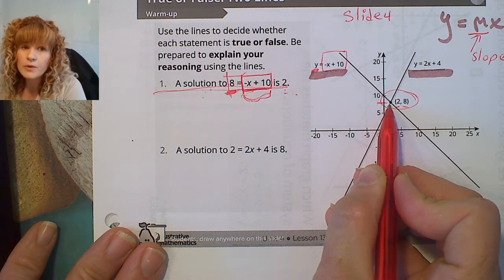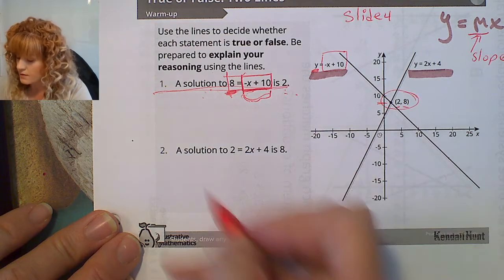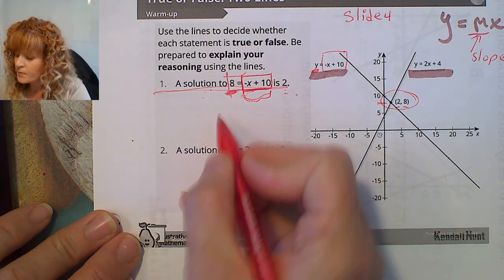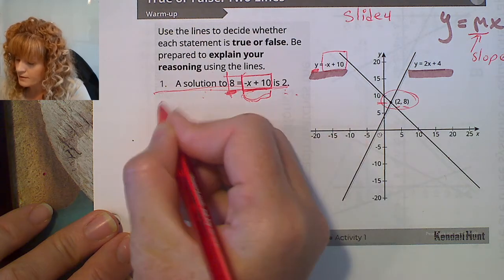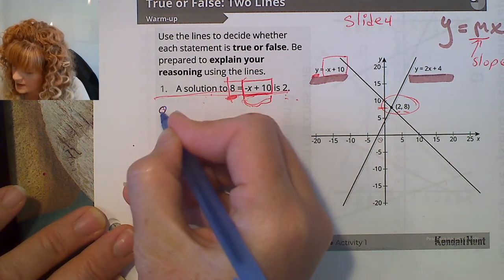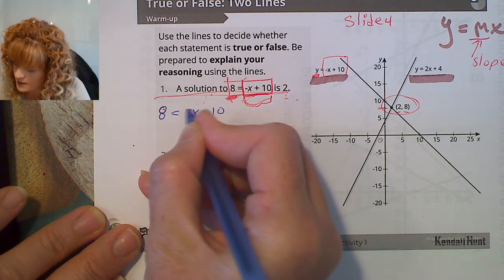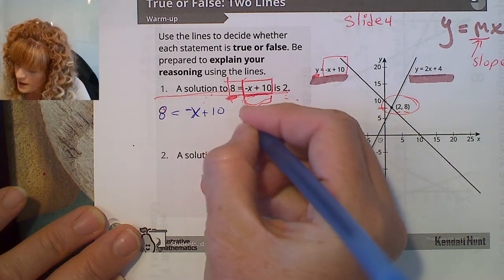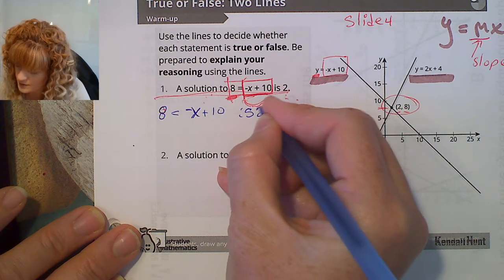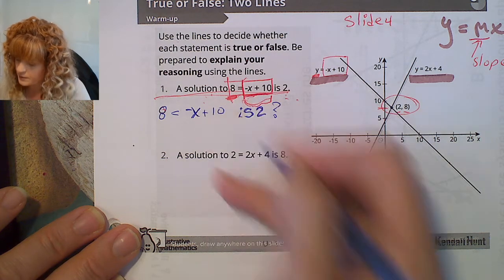But wait, I want to show you how to find this with your math skills. In case they didn't give you the graph, or if you don't believe me looking at the graph, then just do the math. I'm going to write it again. 8 equals negative x plus 10. Go ahead and write that down in your math notebook. And then is 2 with a question mark. Is that true or false? Okay, write that down in your math notebook.